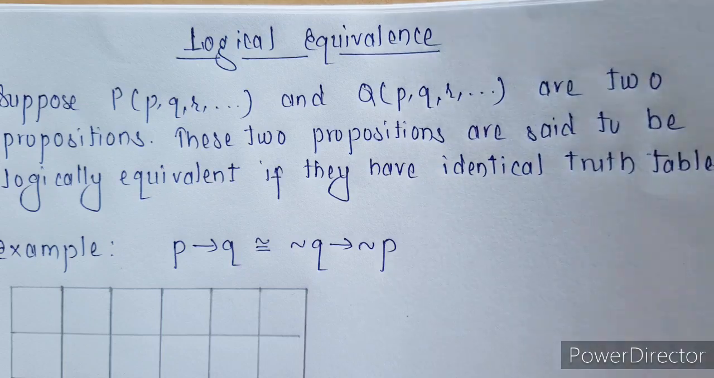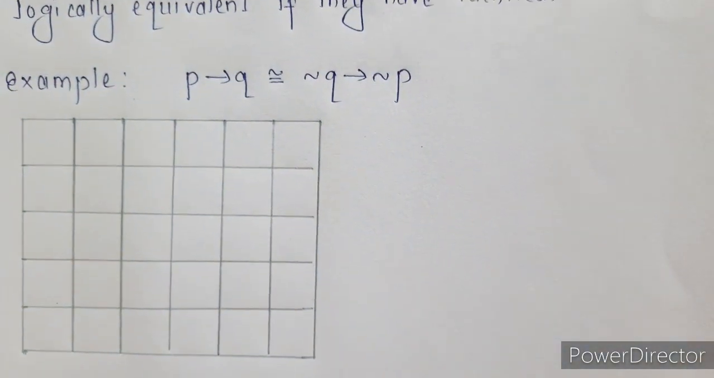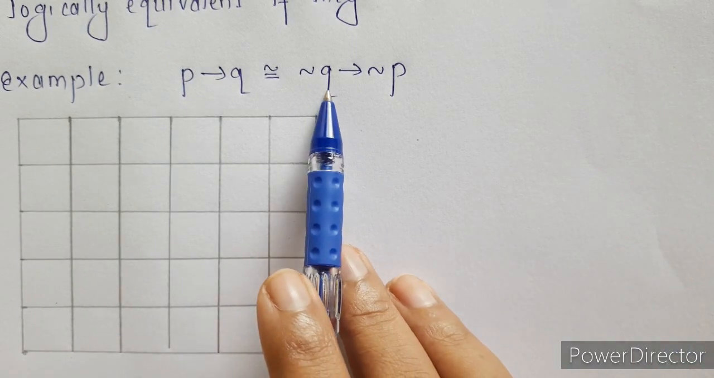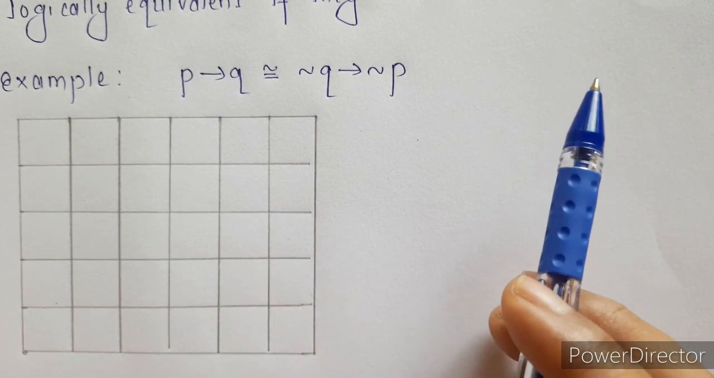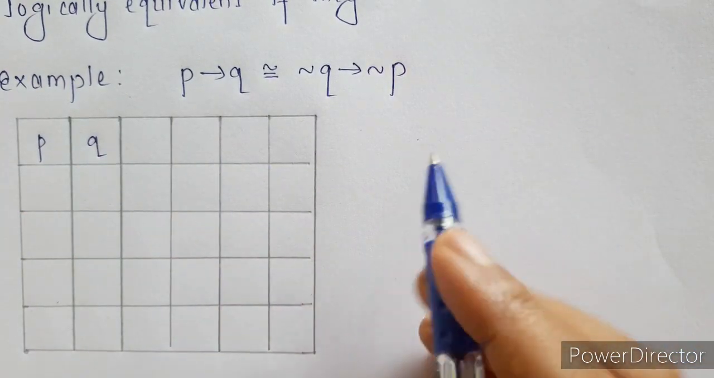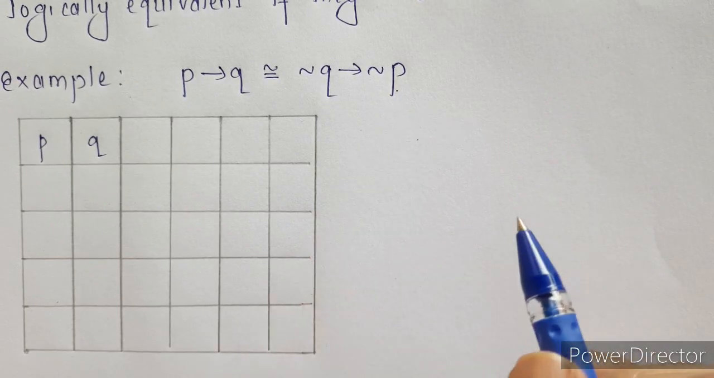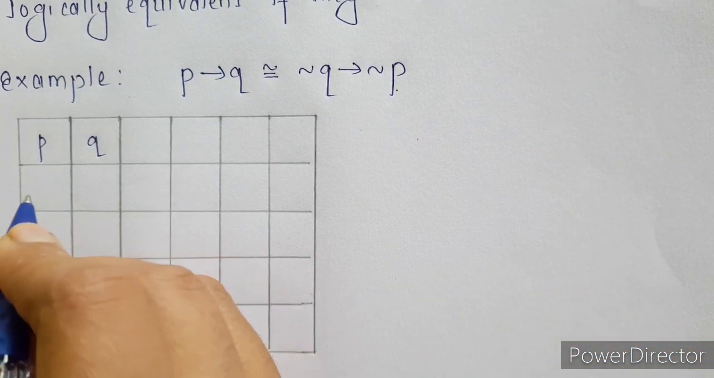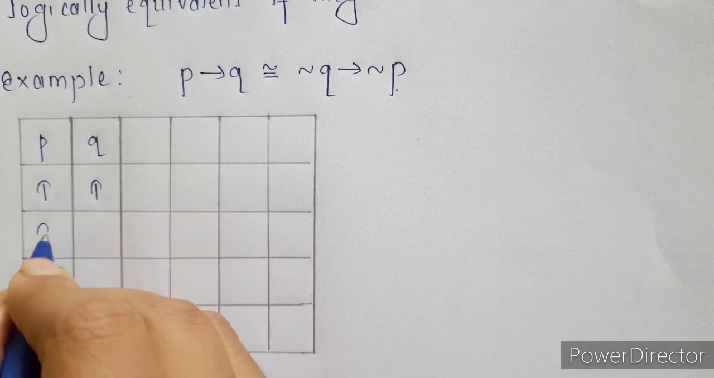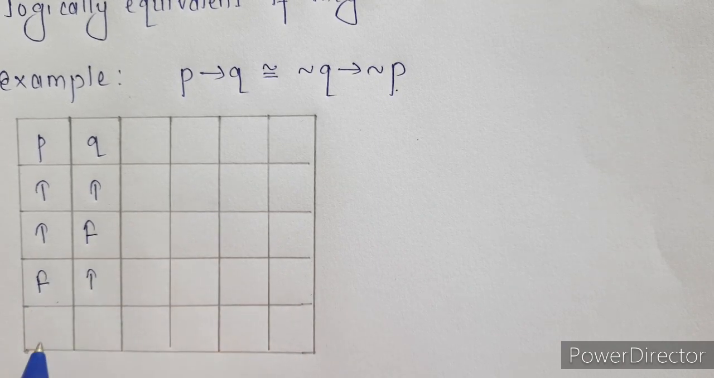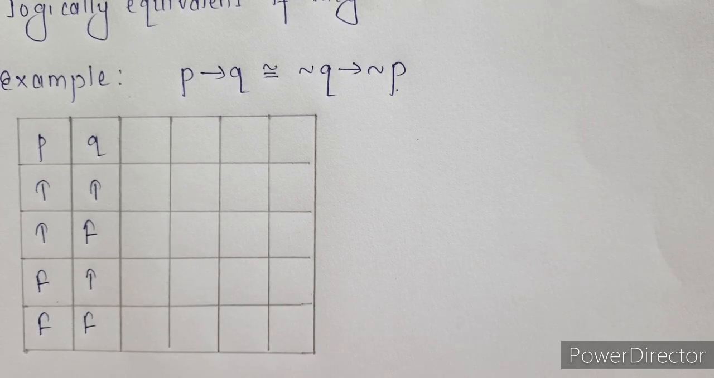Okay, so let's look at this example. Here we have to check whether P implies Q is equivalent to negation of Q implies negation of P. Let's start with P and Q first. Let's write conditions for P and Q. Since we have only two statements, we have to write only four conditions, that is for P and Q. So both can be true, first true and second false, first false and second true, or both can be false.